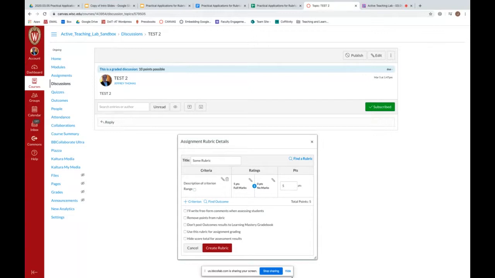To answer a question that I had, can you do this not in discussions, but just through rubrics? And yeah, you can. I went to outcomes and manage rubrics and add rubric and import rubric. It got to the same place. So presumably also with assignments, you can do it there. So this is an example of doing it within a discussion.